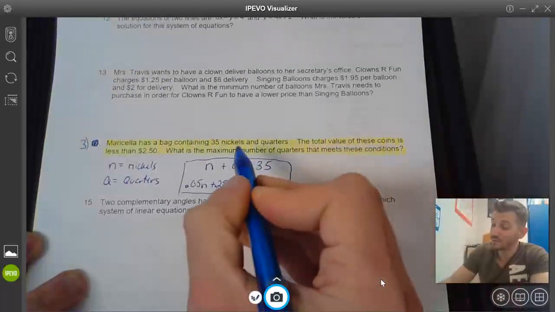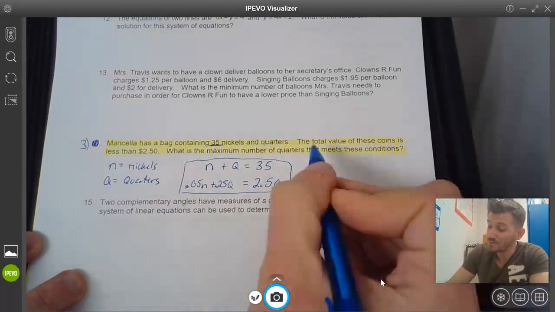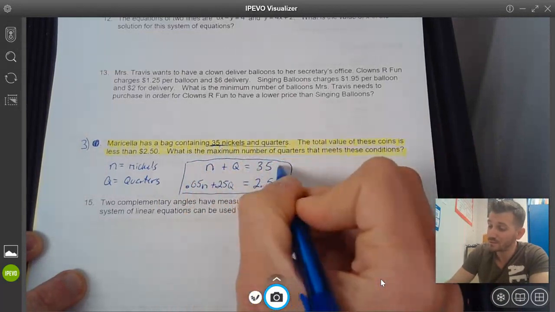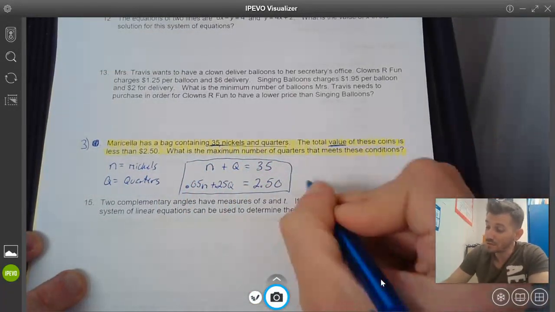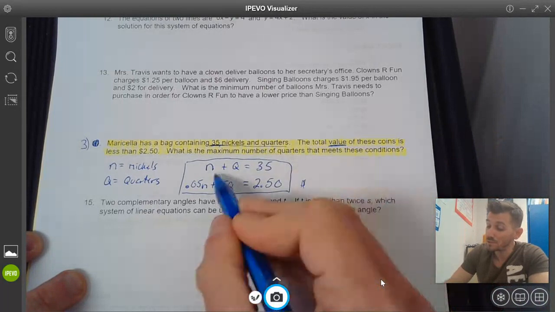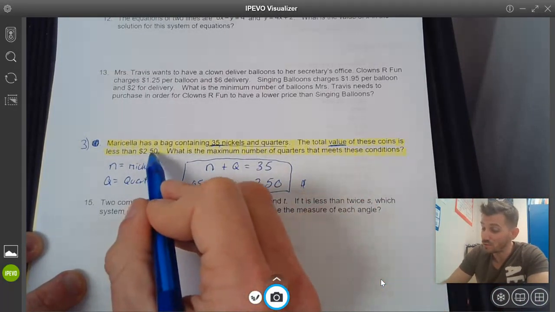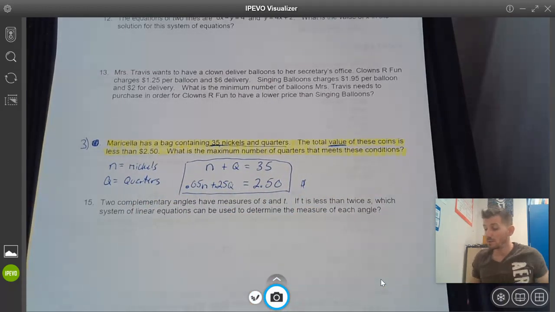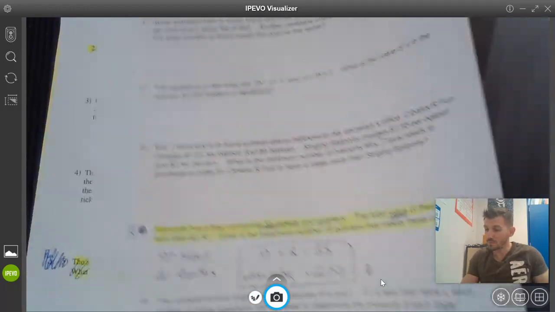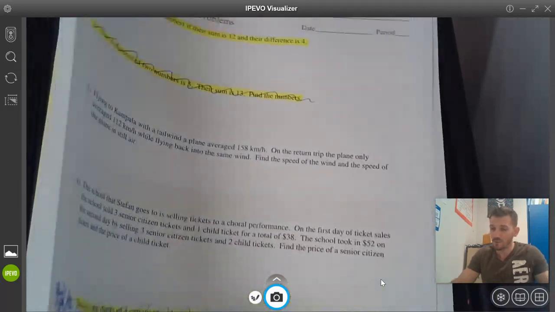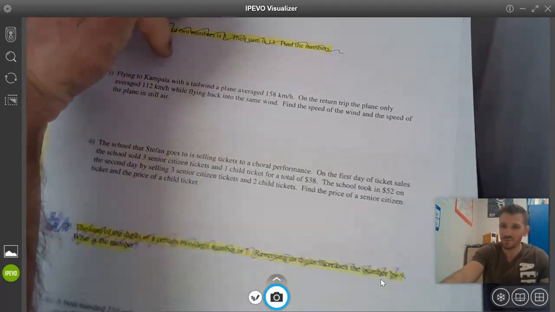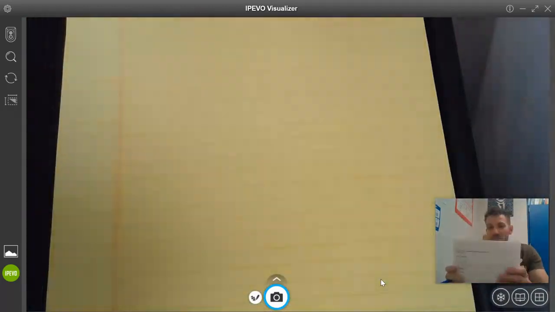Again, key things. The total number of items was 35, nickels and quarters together. And the value, kind of like our money sign, well, nickels are worth 5 cents, quarters are 25 cents, and there is a total of 250. Okay. Moving on to question number 4, my version of question number 4.